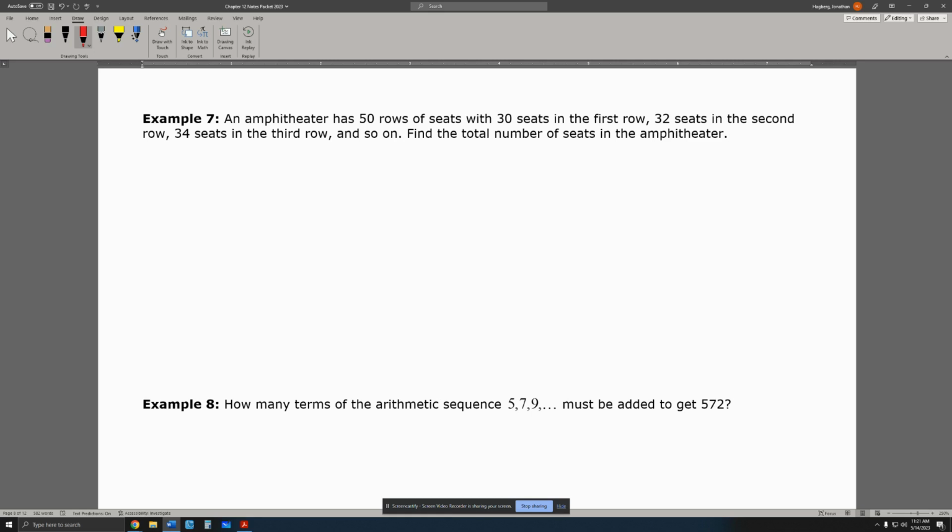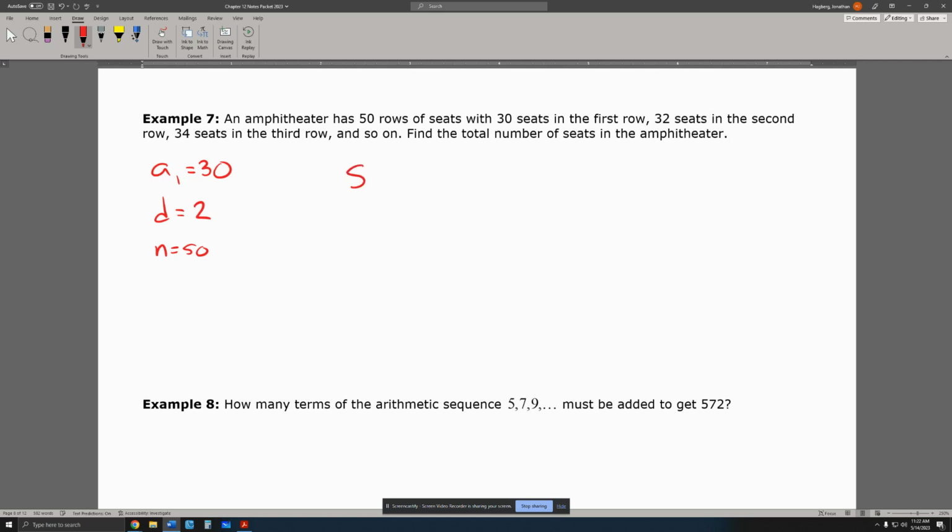Okay, so I know that the first row has 30 seats. I know that the second row has 32, third row has 34, so our common difference is 2. In each subsequent row, there are 2 additional seats. And I want to know how many seats are in the entire amphitheater where there are 50 rows. So we're trying to find the partial sum S50.